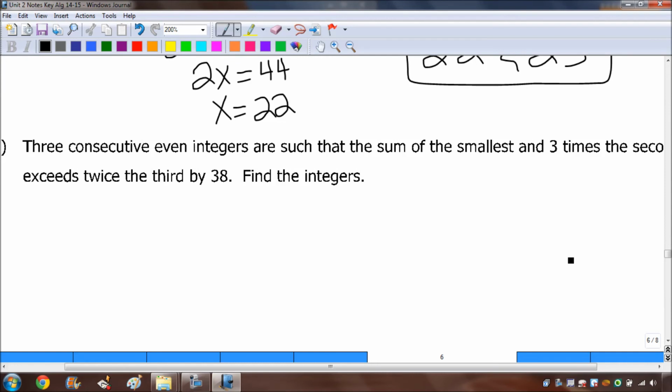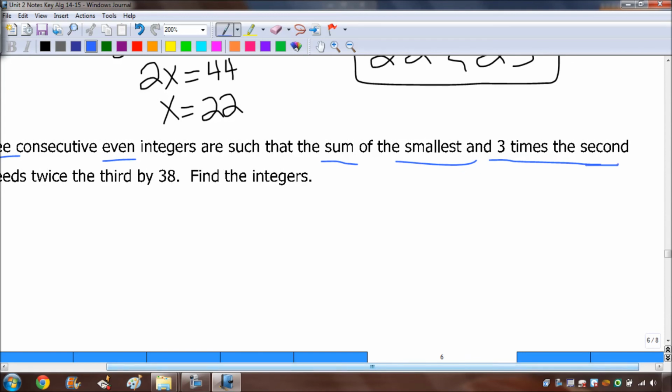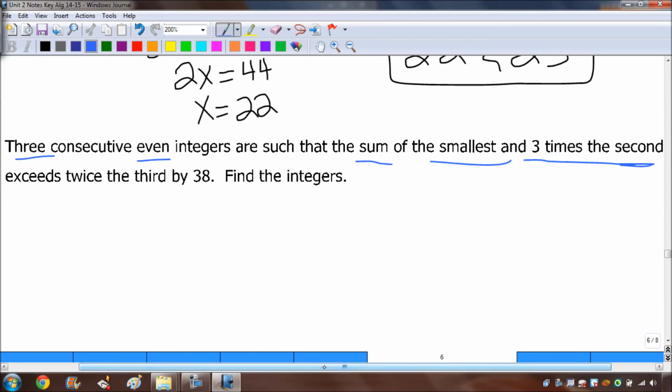Find 3 consecutive even integers. So we want 3 of them. They have to be even, such that the sum of the smallest and 3 times the second exceeds twice the third by 38. And then we want to find the integers. Do not get scared by all this language. All you have to do is take this little by little, piece by piece. Once you do that, it's super easy.